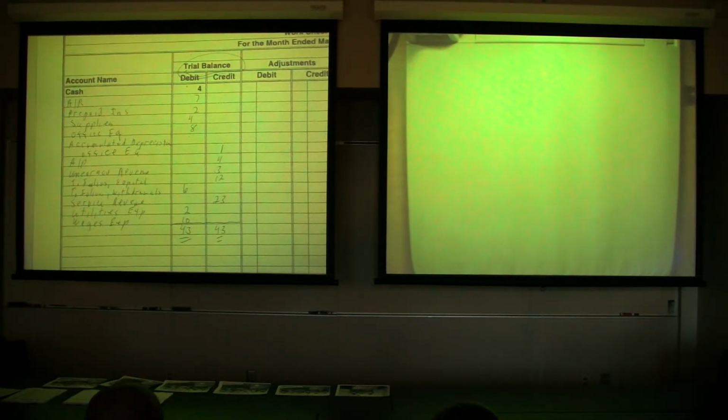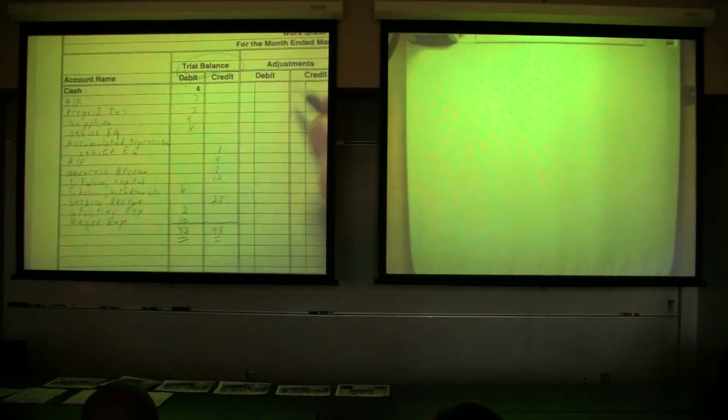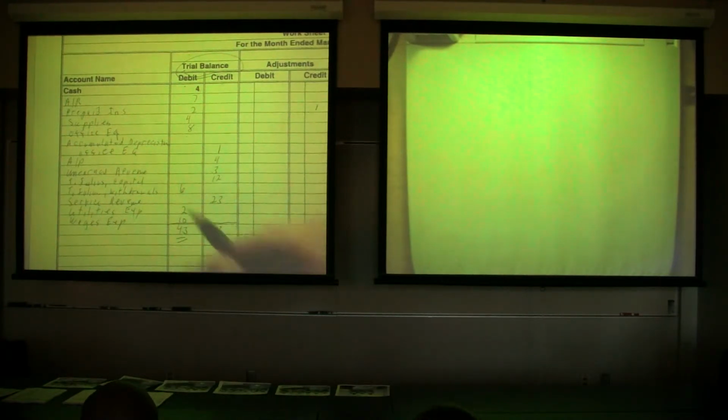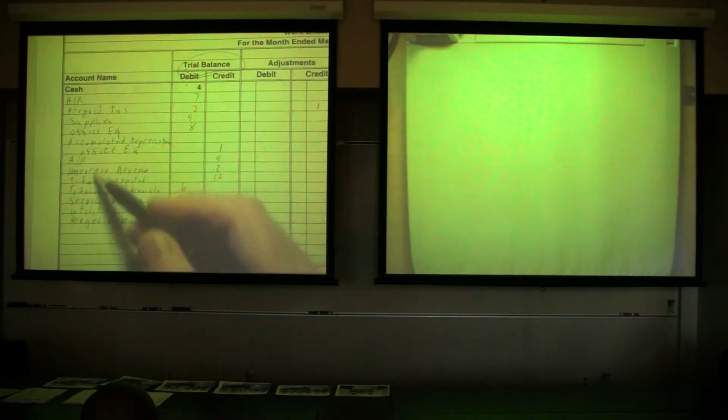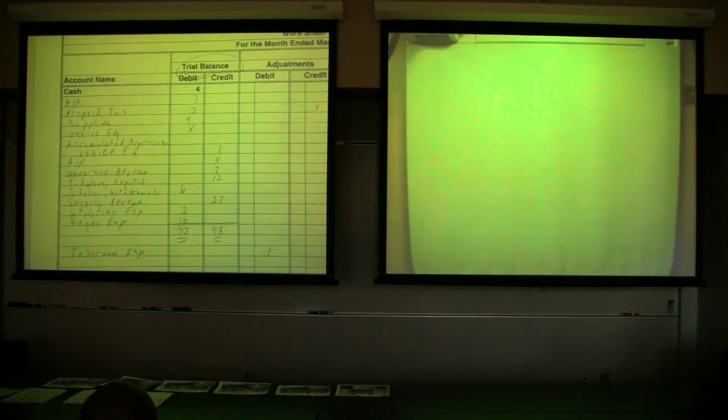All right, here's the deal. Prepaid insurance went down by one, so here's prepaid insurance, we're going to go over here and credit it by one, right? And all the accounts that had a balance were here. Well, insurance expense didn't have a balance, so we left it out, and we're going to add it here. That will be a debit of one, okay?